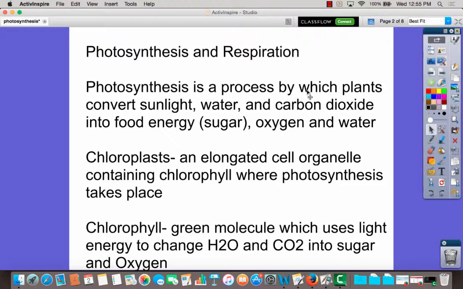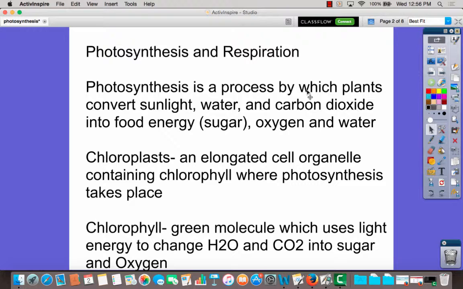So photosynthesis is just the process by which plants convert sunlight, water, and carbon dioxide into food energy. We typically call that food energy glucose or sugar. They also have oxygen and water that's released during this process. The chloroplast is an elongated cell organelle that contains chlorophyll. This is where the photosynthesis takes place.